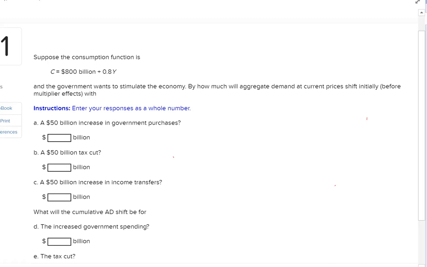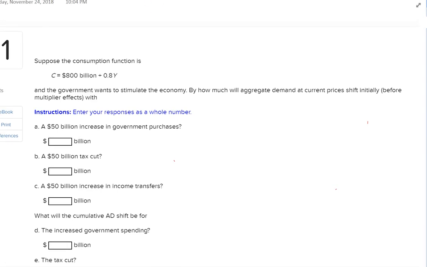Hello macroeconomics students. This week we're looking at the homework for Chapter 11, which is Fiscal Policy, the actions of the government in changing taxes and spending. We're going to start with the consumption function that's given to us.